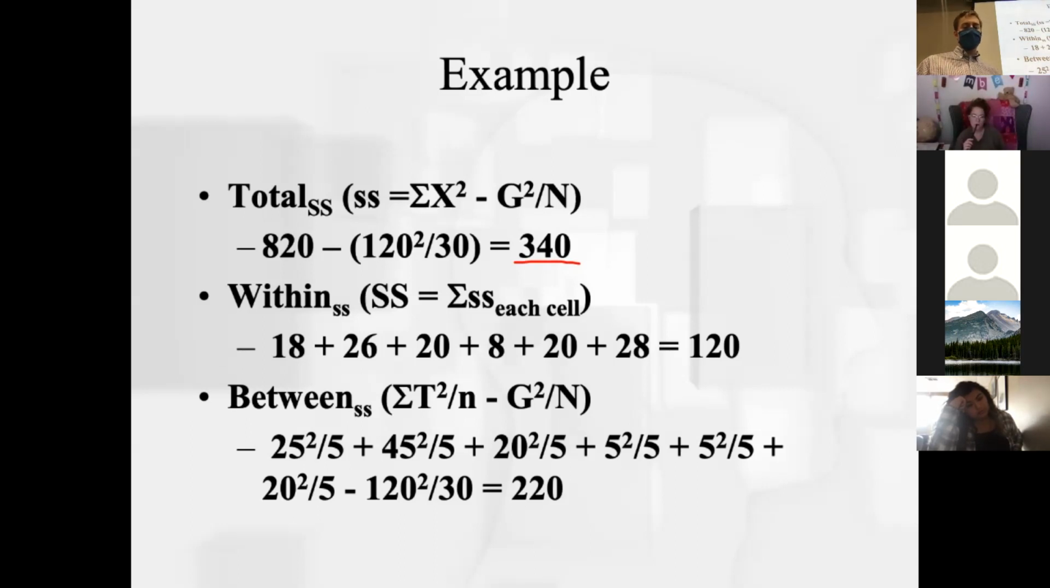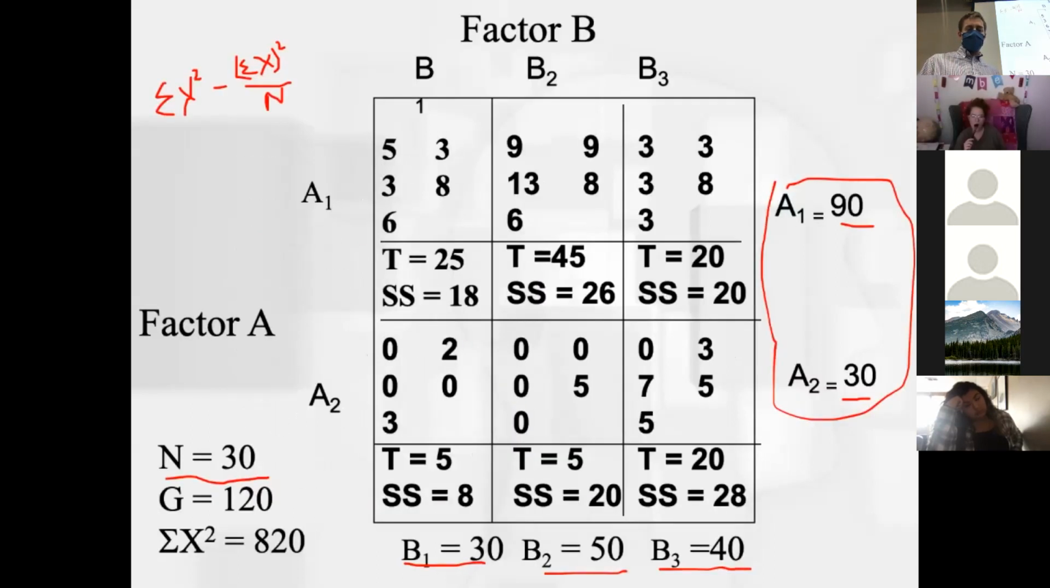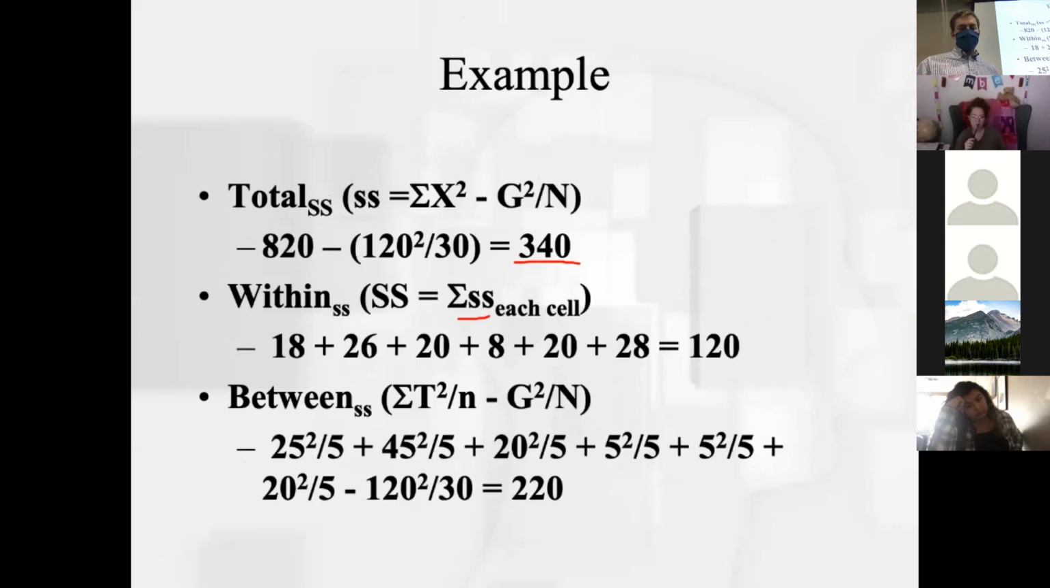Within subjects, sum of squares is again just the sum of the sum of squares. Right, so we go back here, we have 18, 26, 20, 8, 20, 28. So we add those up, 18, 26, 20, 8, 20, 28. Add those all up, you get 120. This is just a coincidence that this is the same value as G. Don't read into that. That's not going to be the case all the time.